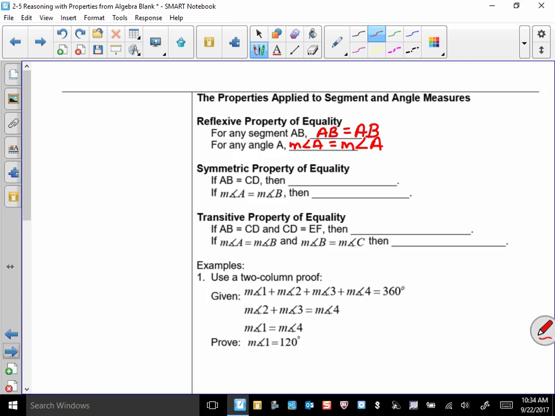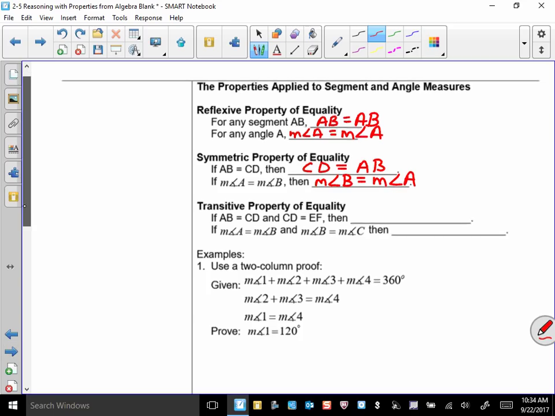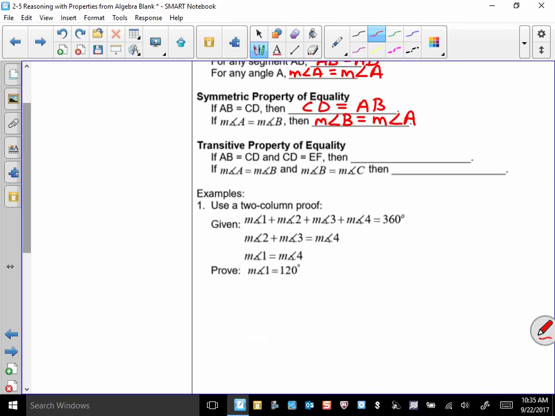Symmetric property says that if AB equals CD, then CD equals AB. And for the measures, that would say the measure of angle B equals the measure of angle A. And finally, the transitive property of equality here would say that AB equals EF, and the measure of angle A equals the measure of angle C. All right, so there are your properties applied to segments and angles.